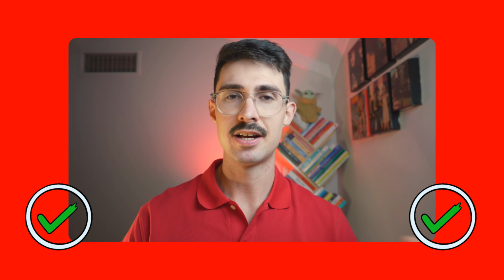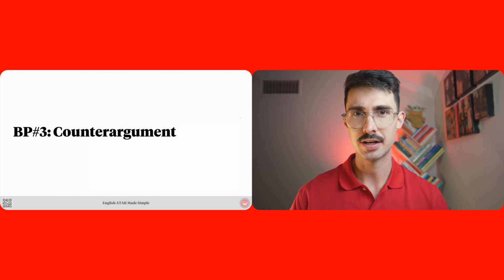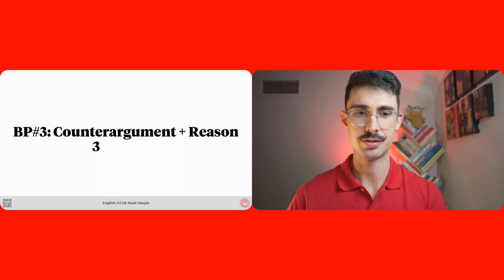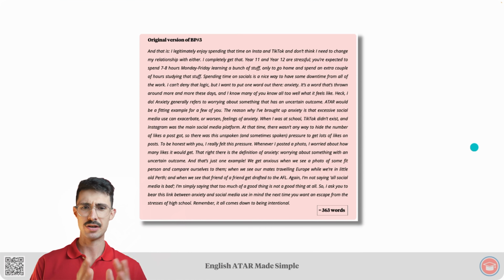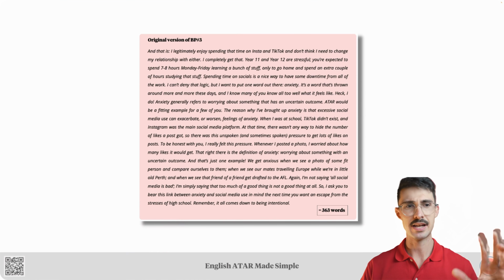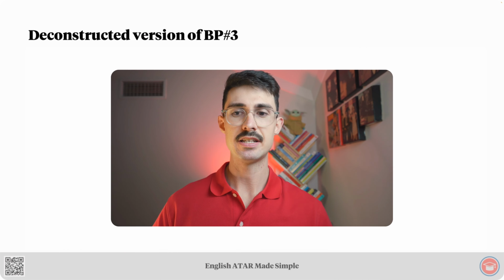Body paragraph 1 and body paragraph 2 done. Let's check out our third and final body paragraph, the counter-argument paragraph, which also includes reason 3. The theme is pathos. Here's an overview of the original version. Not as chunky as body paragraph number 2, still pretty large and in charge. And here is the deconstructed version, starting with our topic sentence.